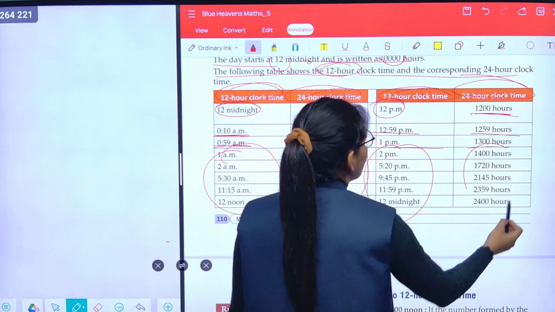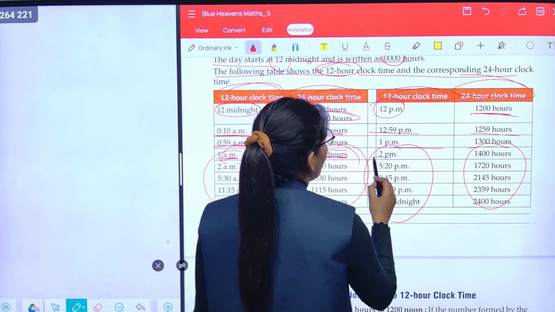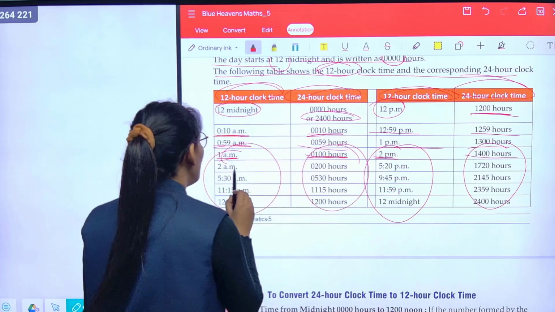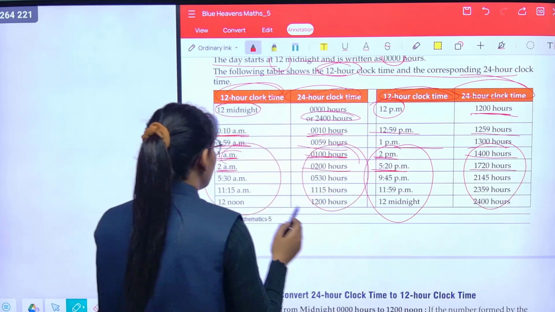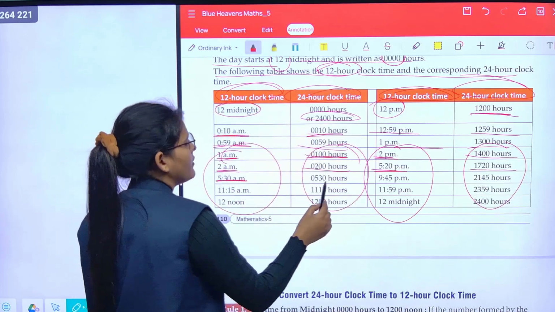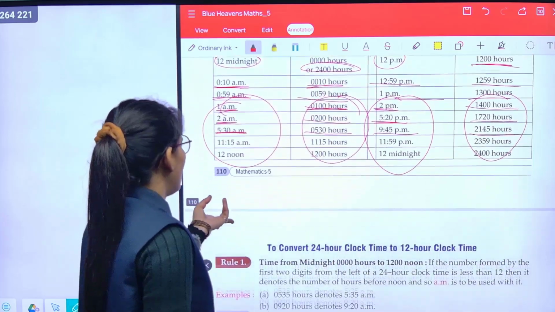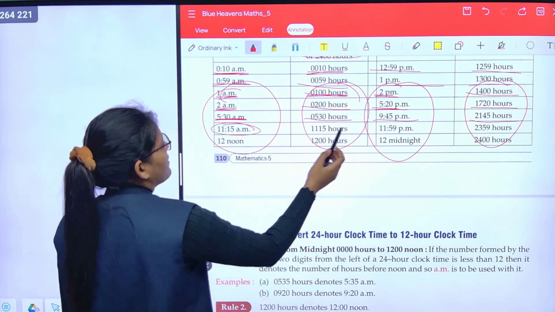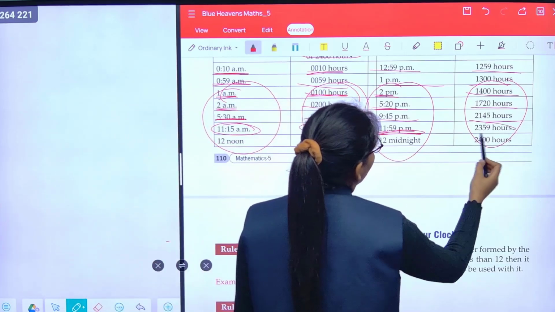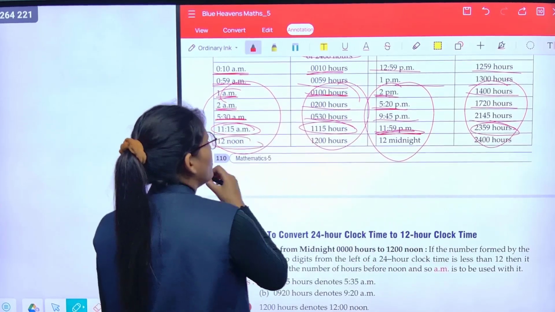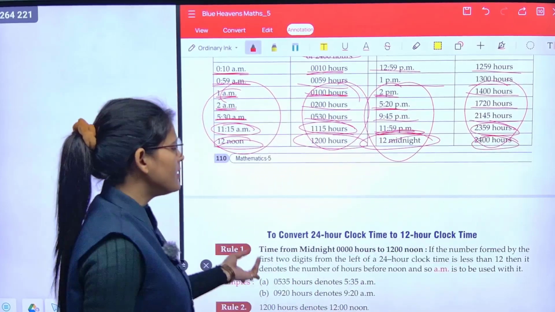So class, see, here 1 a.m., 1 hours. So 2 p.m., 14 hours. Now 2 a.m., so 2 hours. 5:20 p.m., 17:20 hours. Now 5:30 a.m., 5:30 hours. 9:45 p.m., so 21:45 hours. 11:15 a.m., 11:15 hours. Similarly 11:59 p.m., so 23:59 hours. 12 noon, 12 hours. 12 midnight, 24 hours. Understand class?